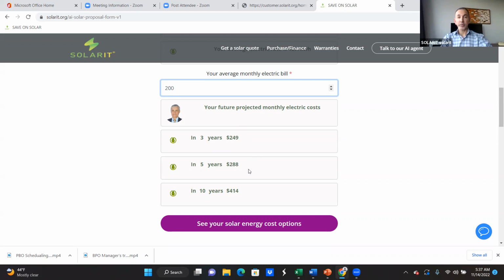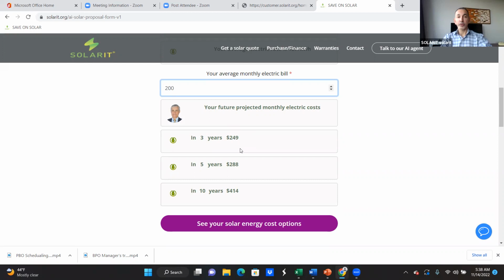Every single one of the 700 power companies in the United States has increased their rates over the past decade. SOLARIT keeps track of 11 years of historical rate information for every single power company in the United States. So when we have a zip code, we know how much that electric company has raised rates, and we calculate that average and project what the customer is going to pay in the future.